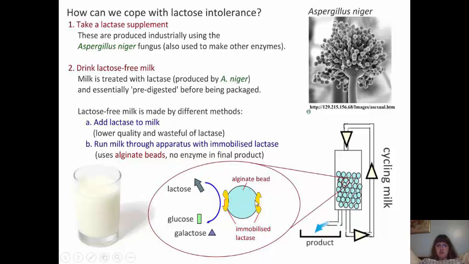Each bead can hold some enzymes. Then you cycle the milk through, and the lactose will bind to the lactase enzyme and will be split into the glucose and the galactose. The glucose and galactose come out in the milk product, so it's lactose free. But the enzymes are still on the beads. They don't get washed away. So this is less wasteful of our lactase.